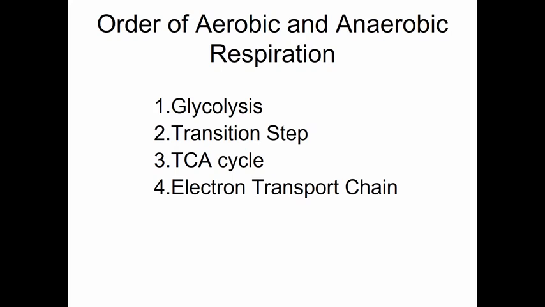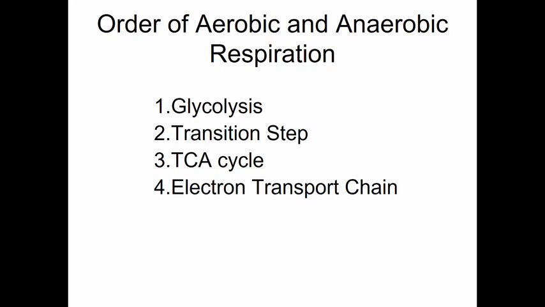There's 4 steps. You want to understand the 4 steps. You want to be able to walk through the 4 steps. So, we start always with glycolysis if we're doing a form of respiration. Then we have the transition step, sometimes referred to as pyruvate oxidation. Then you go into the TCA cycle, and then you go into the electron transport chain. We're going to talk about all 4 of these.